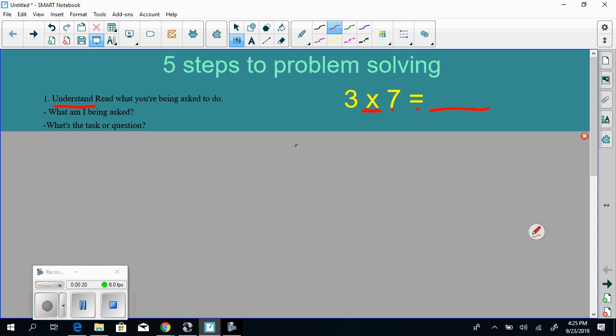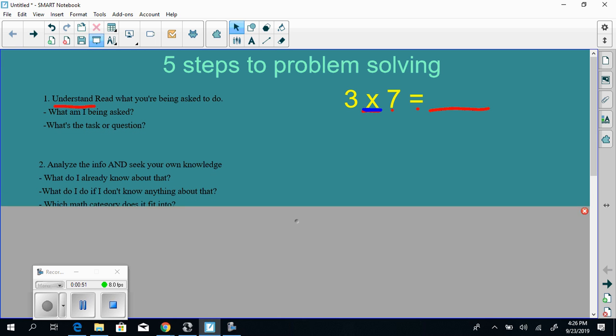In order to do that, we need to read what we're being asked to do. Whether it's a word problem or a number problem like this one is, we're still going to read it. And we need to think about what we're being asked and what the task is. So right now, if we look, we can see that this says 3 times 7 equals something. I know that the multiplication symbol means that I should do something, and I know that equal means something.